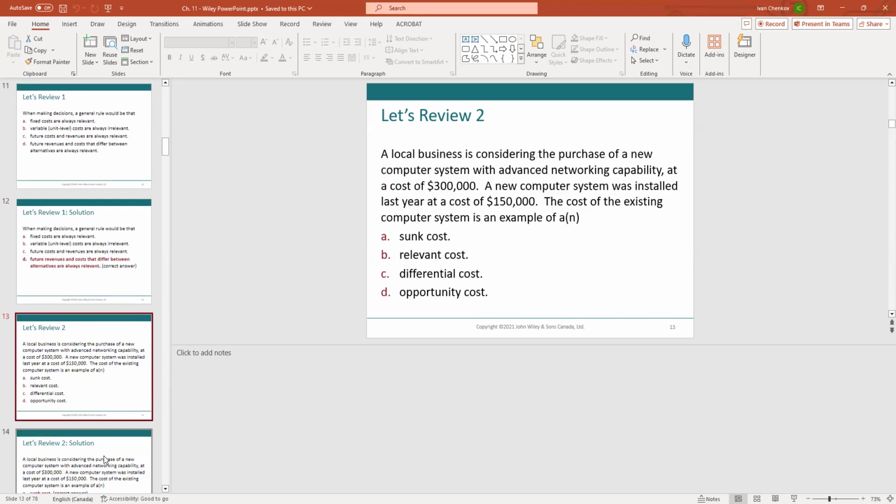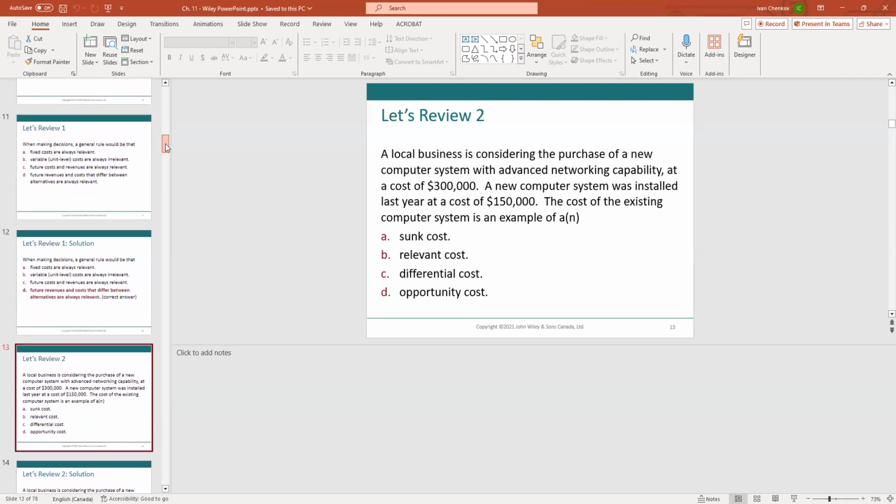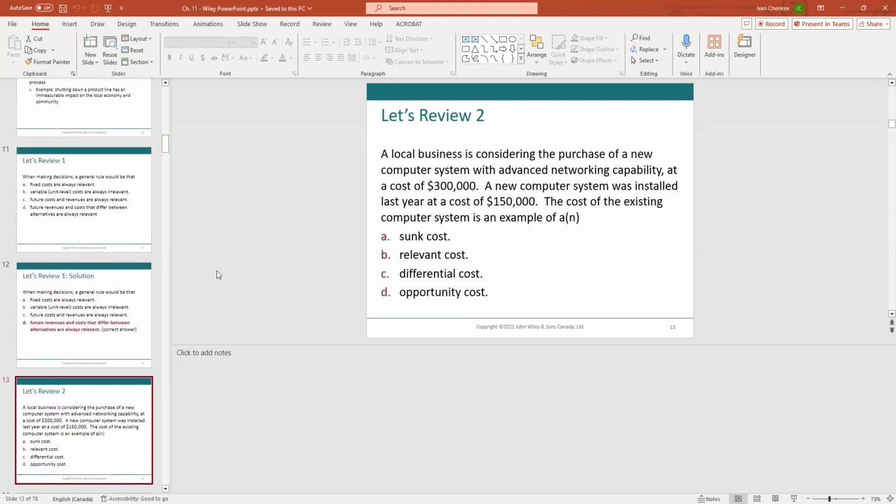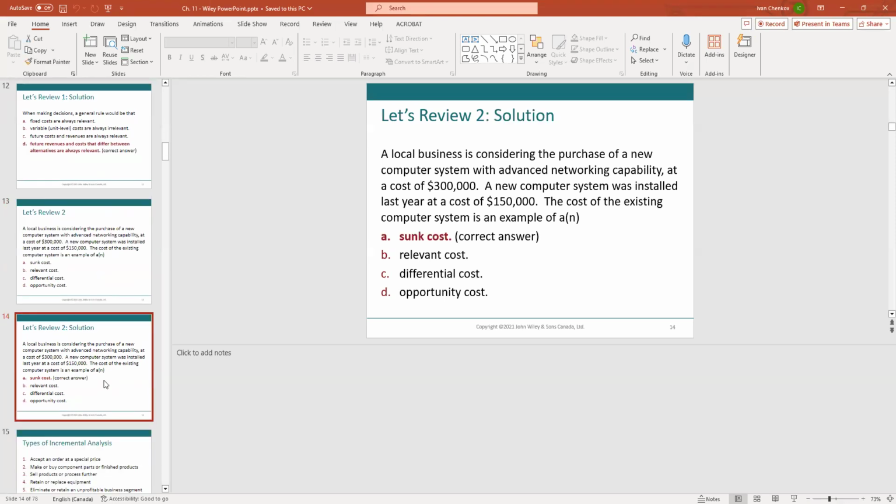Let's do another one. A. Sunk cost. Why? Because it's a cost that already happened last year, for example, right? Not even this year. Okay, that is sunk cost.